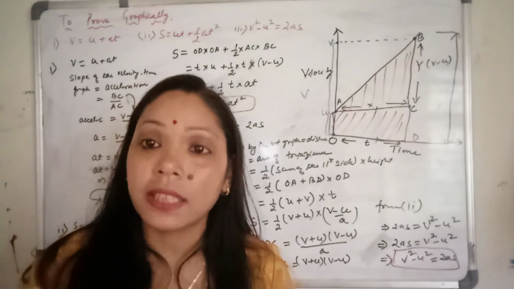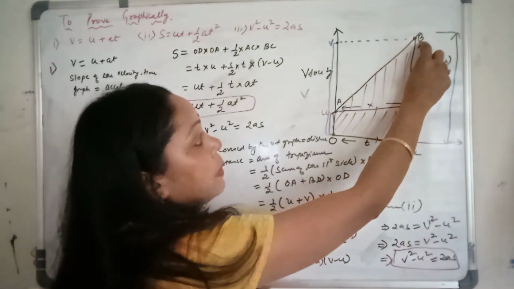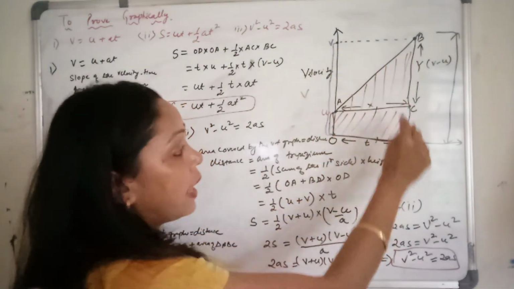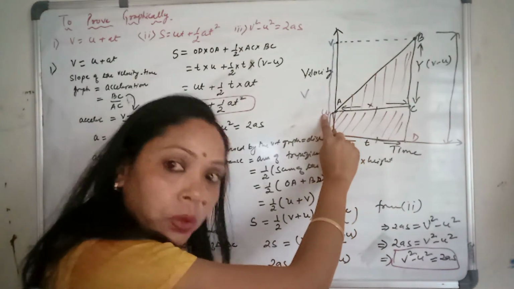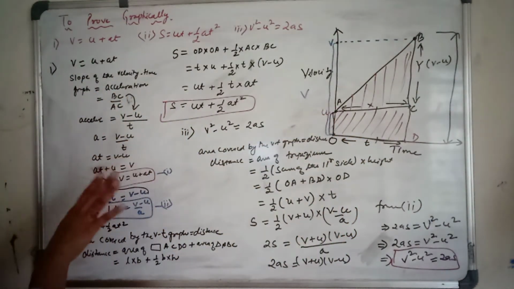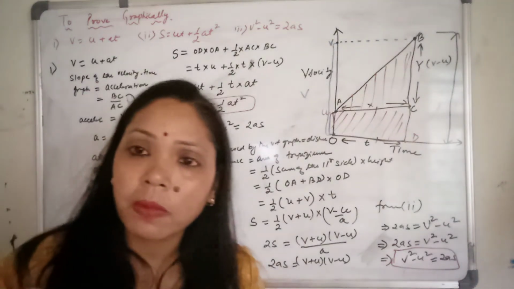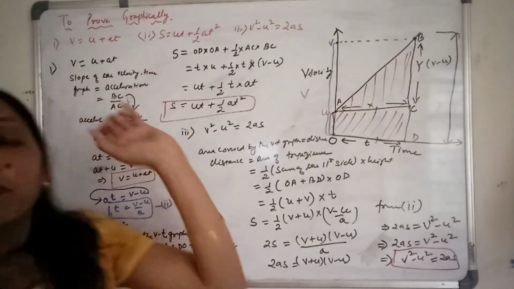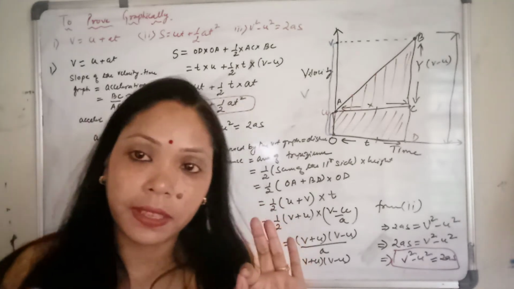BC means B minus C. And if you see from the figure, B is coming to the V and C is coming to U. So V minus U by T. So A equal to V minus U by T. If you solve this one, cross multiply, then you will get V equal to U plus AT.